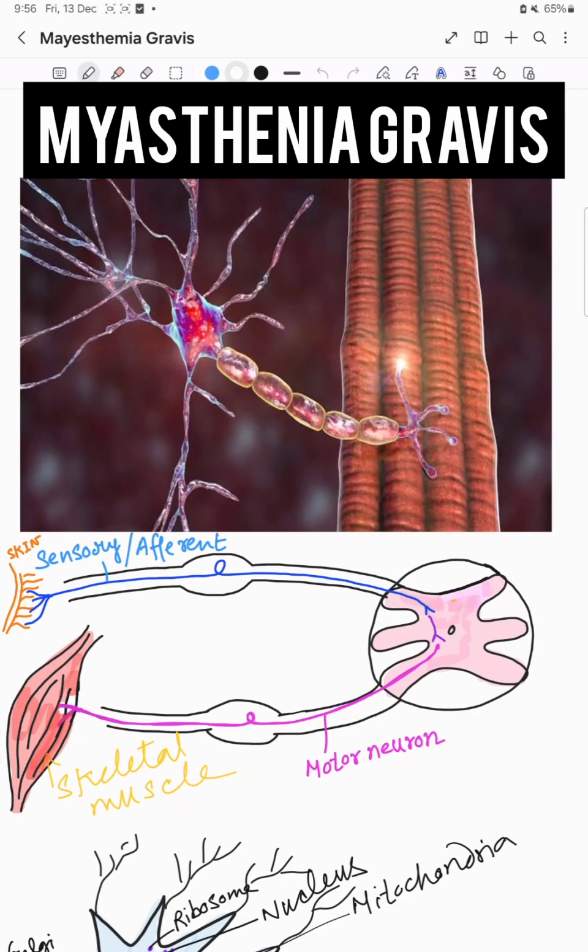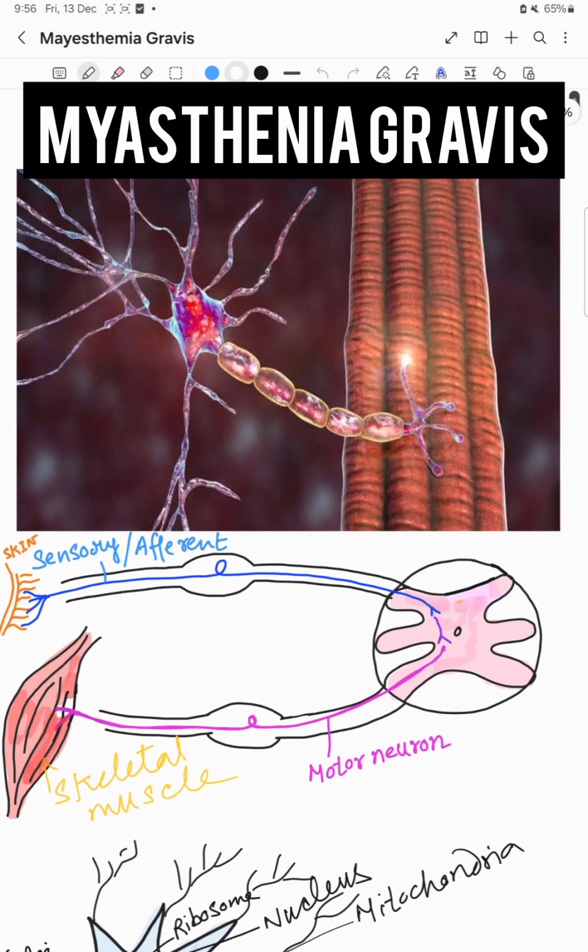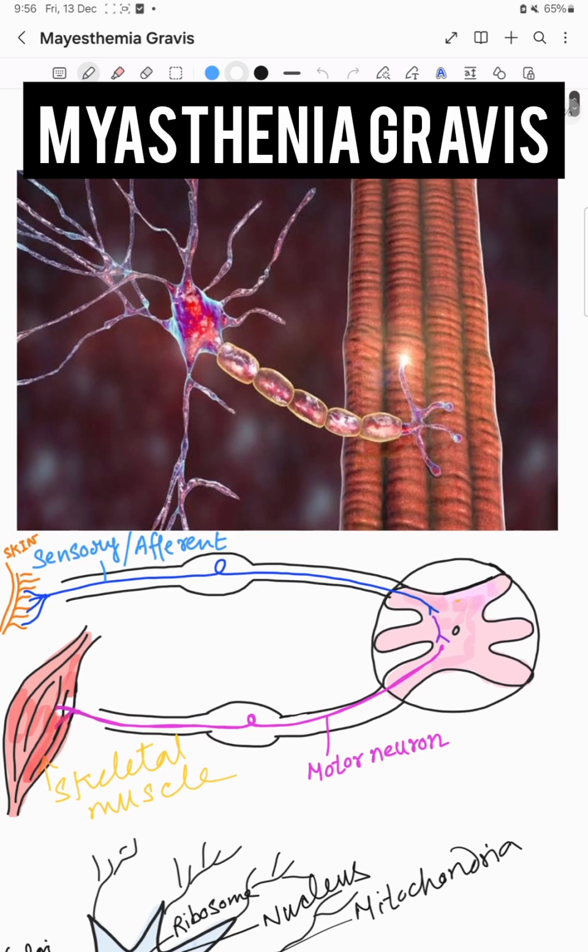Good evening, everyone. In today's class, I will discuss a very important disease, Myasthenia gravis. It's a neuromuscular junction disorder, and the term myasthenia means weakness and gravis means severe. So it refers to severe weakness of skeletal muscle.